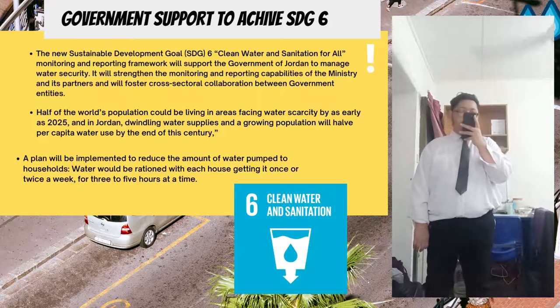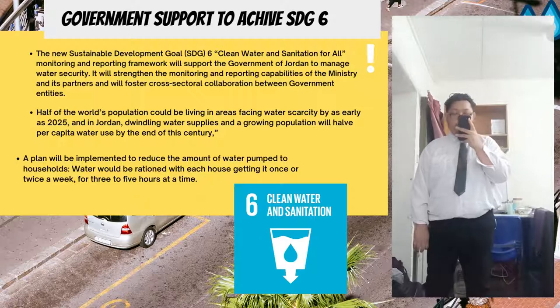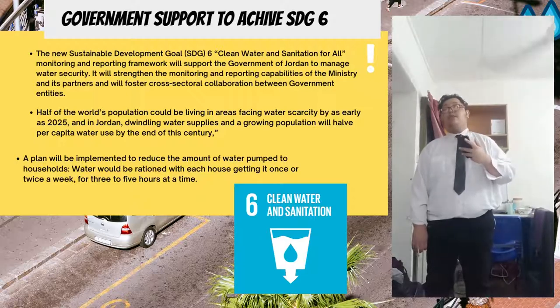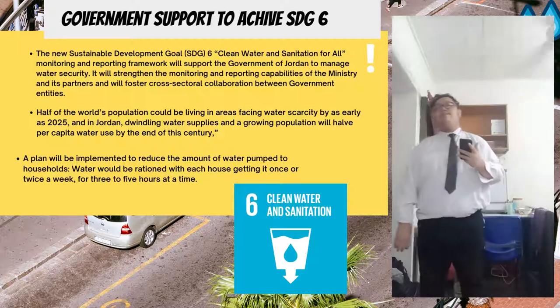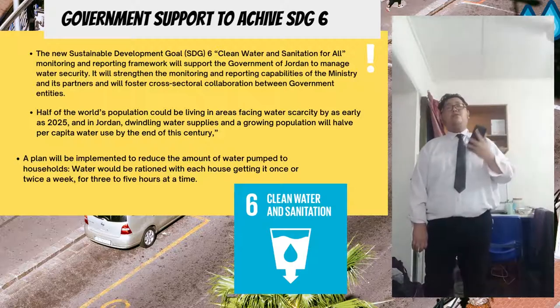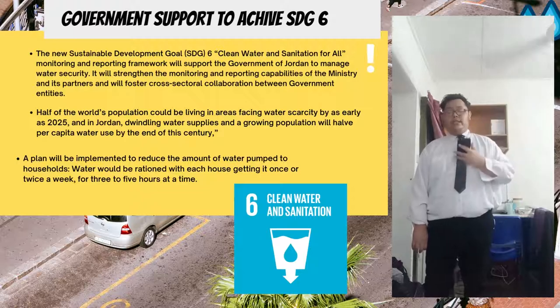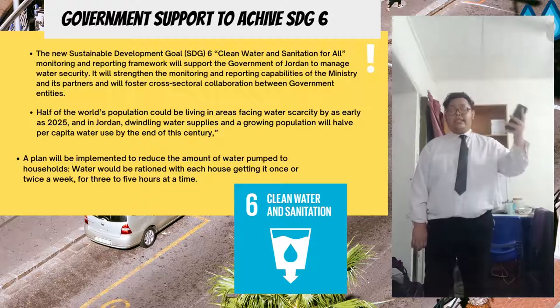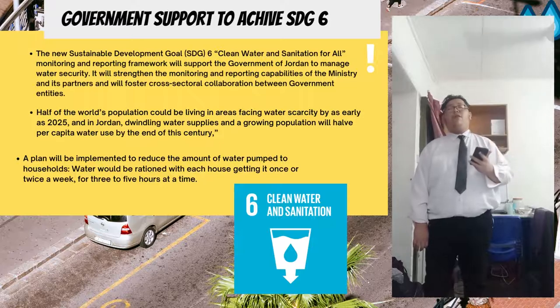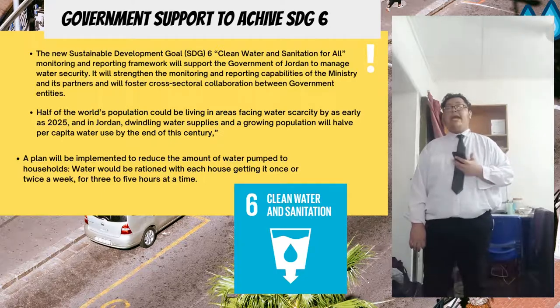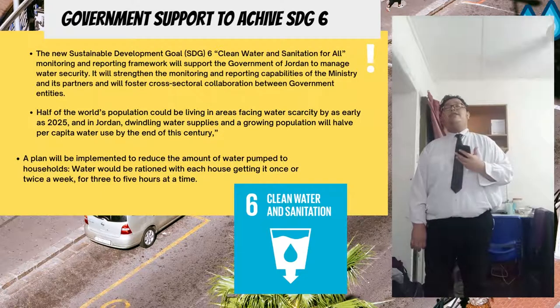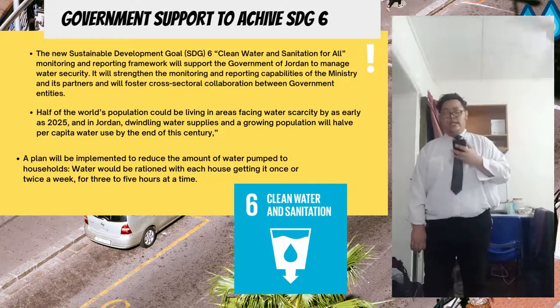So a plan will be implemented to reduce the amount of water pumped to the household. So the government wants to reduce the water pumped to the household. From this, they want people to reduce their use of water, so it can last long for them to use, to face the bad situation that will happen to this country. It will have a supply of water.